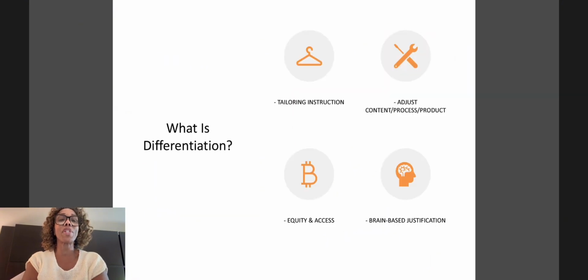What is differentiation? Differentiation simply means tailoring instruction, adjusting content, process, and product, making sure all our students have access to learning, and making sure that our instruction is based in brain-based research.